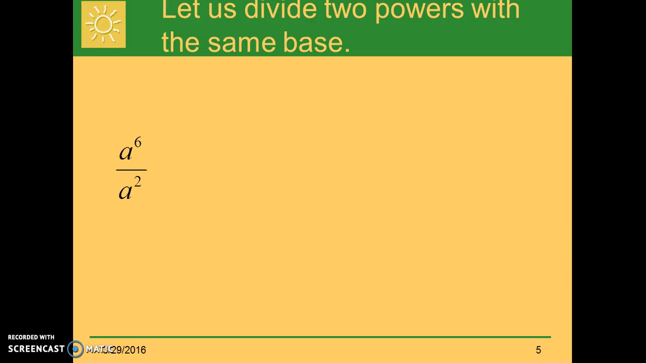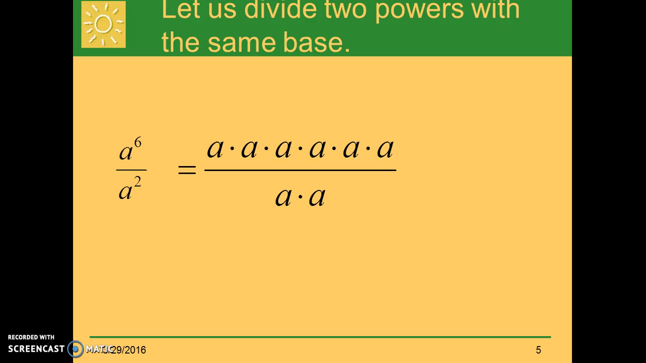Okay, so here's an example, not in your notes, just for you to follow. So if we think about what a to the 6th and a to the 2nd mean, we know a to the 6th means there are 6 a's being multiplied, and a to the 2nd means there are 2 a's being multiplied. Now think about what happens when you're dividing. Since we're dividing, you know when you divide something by itself, it would just make 1. So I've got 2 sets of a's here on the bottom. If I do a divided by a, that would make 1, as would this a and this a.